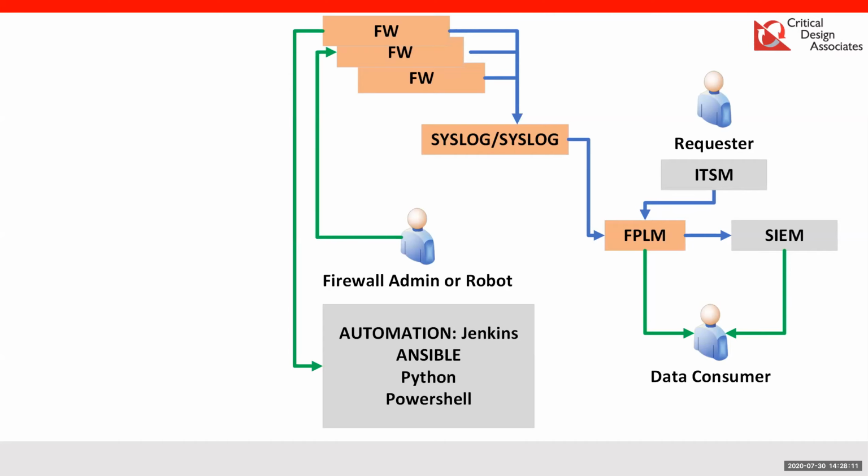They're going to go through the process of pushing those configs. Those configs are going to write to syslog. A syslog could be your SIM. Then it's going to go back to the FPLM and say, okay, those changes were executed, update ticket, send the syslog data to the SIM. And the data consumer could be audit, firewall admin, firewall team, security engineering, incident response, whatever the case may be.